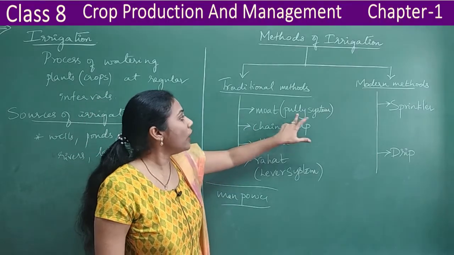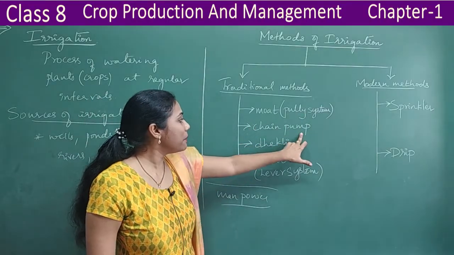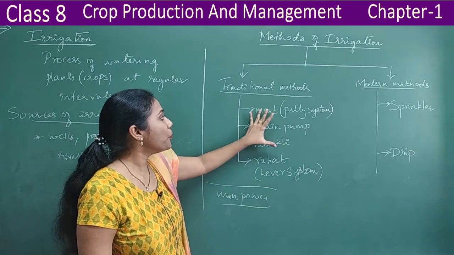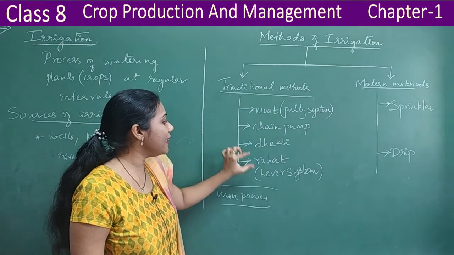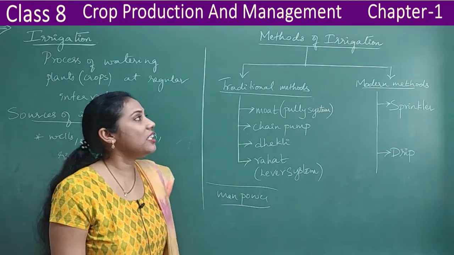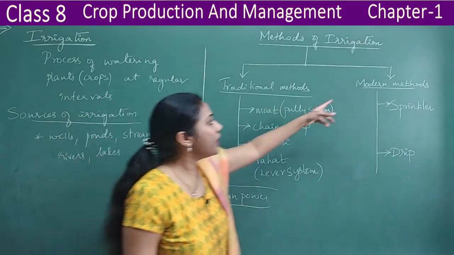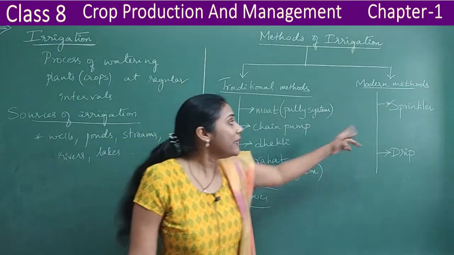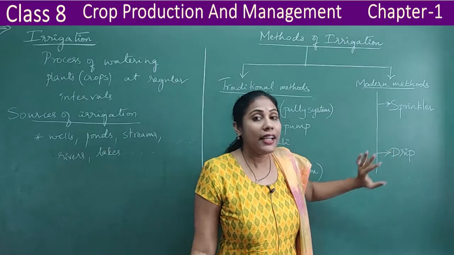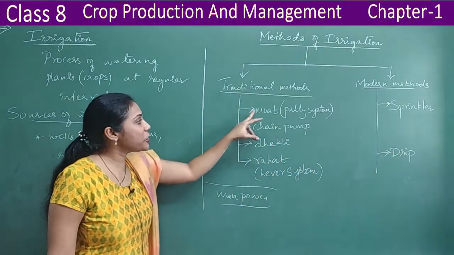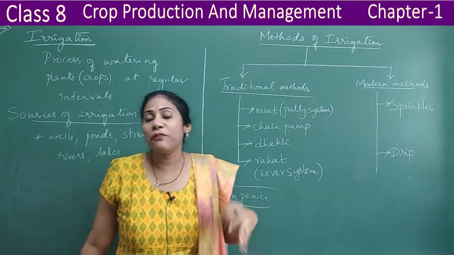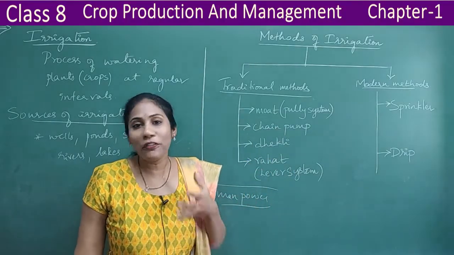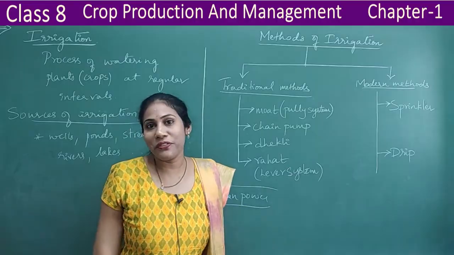One is the moat or pulley system, chain pump method, dhekli method, and Rahat method. So moat, chain pump, dhekli, Rahat are the traditional irrigation methods. And modern methods are the sprinkler system as well as the drip system. Maybe you are aware of these systems, right? Now I will show each and every method with the help of visuals. Let me explain all these methods in detail with the help of visuals. So let's enjoy the visuals now.